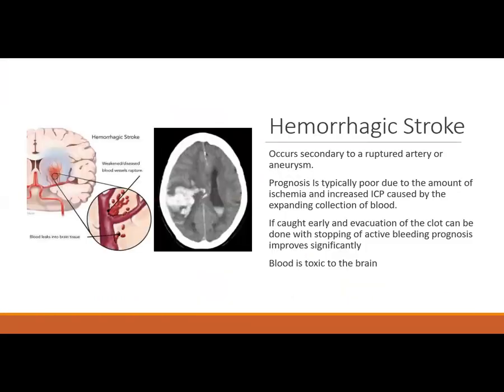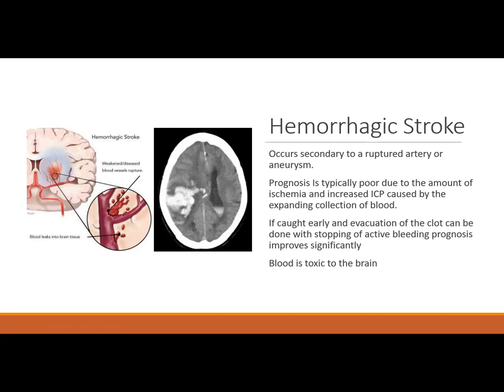So we're going to talk about our hemorrhagic stroke first. This occurs secondary to a ruptured artery or aneurysm. That's usually what will cause it. Prognosis is typically poor due to the amount of ischemia and increased intracranial pressure caused by the expanding collection of blood. So, like I said before, we always want to watch our intracranial pressure, and in this case, we've got a lot more blood causing more pressure.